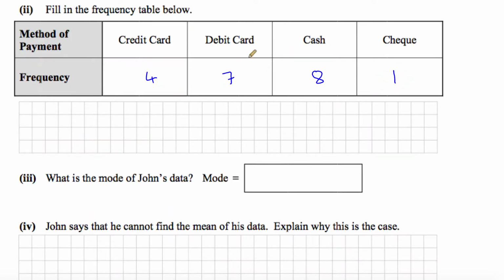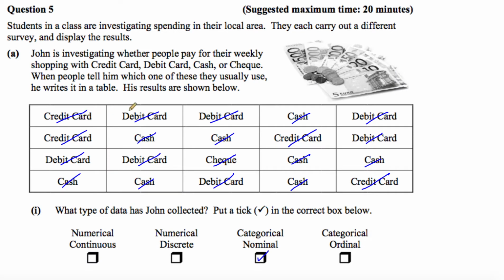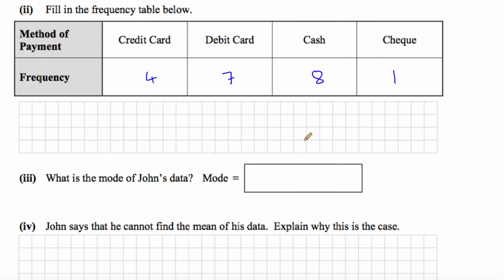So a good idea here would be just to quickly add these numbers up. 4 and 7 is 11, and 8 is 19, and 1 is 20. And there was 1, 2, 3, 4, 5 by 1, 2, 3, 4. 5 fours is 20, so there was 20 entries. So it's a good idea just to check that.